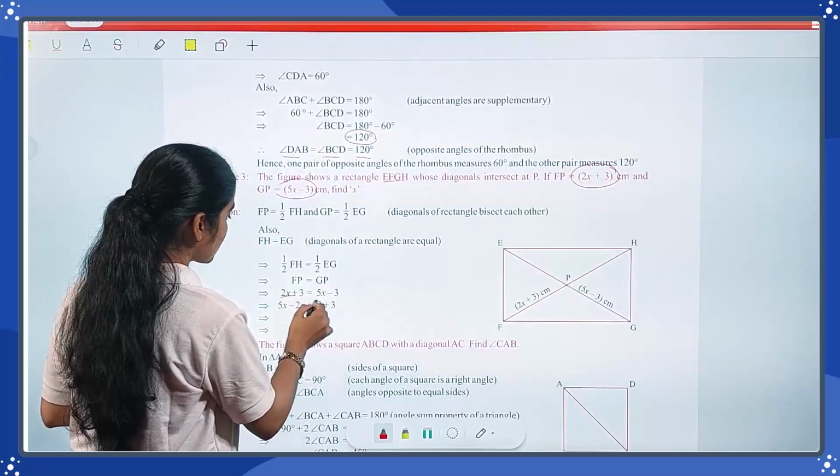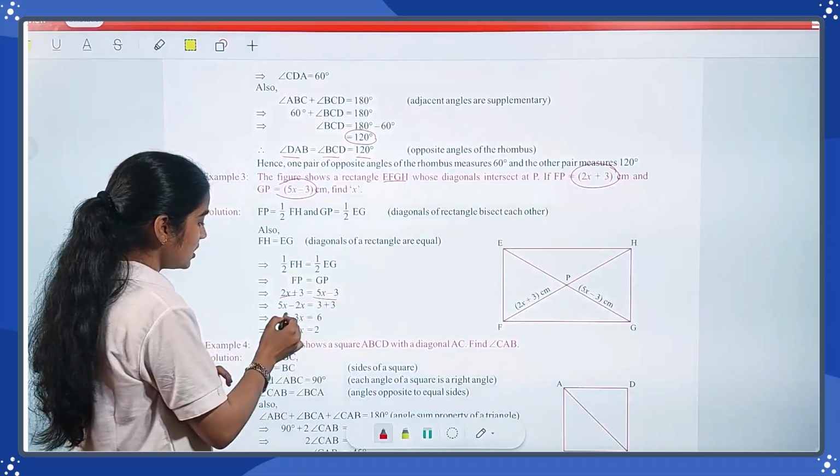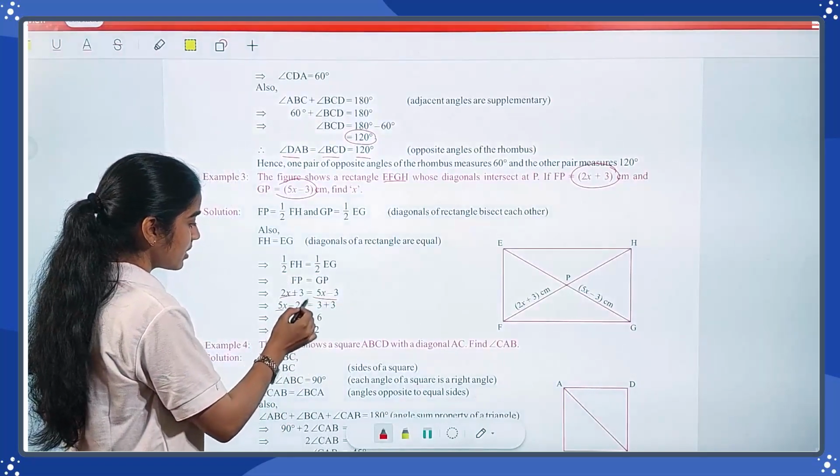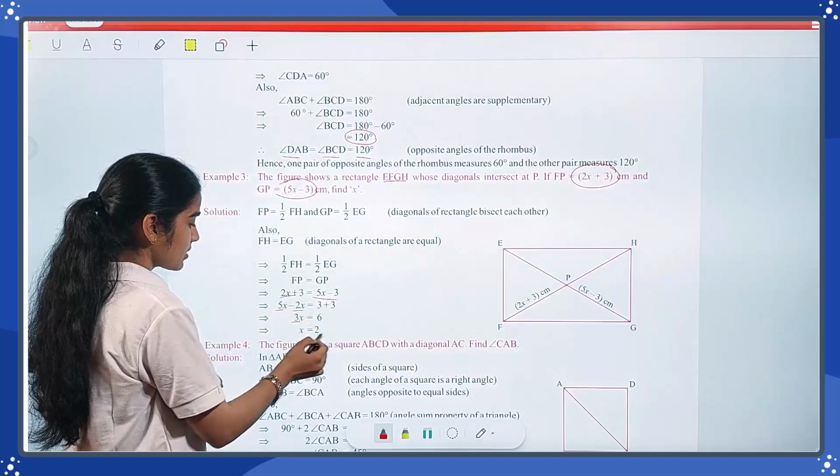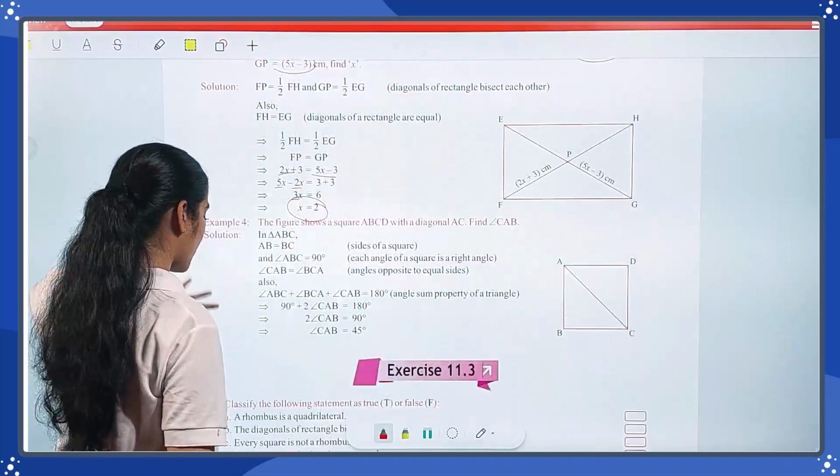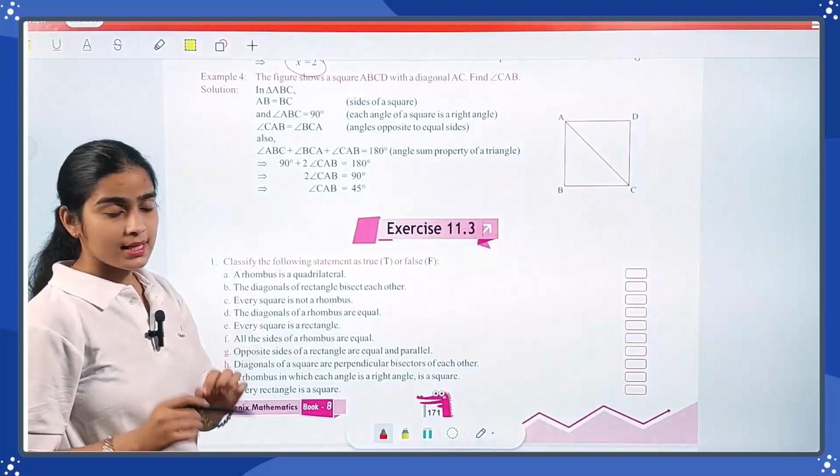So 2x plus 3 is equal to 5x minus 3. 5x minus 2x is 3x. 3 plus 3 is 6. x is equal to 2. We have our answers. Now we have exercise 11.3.